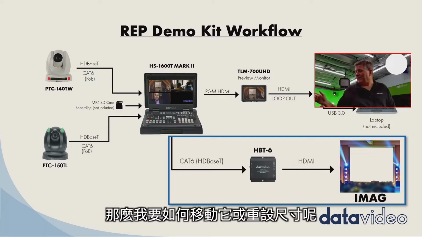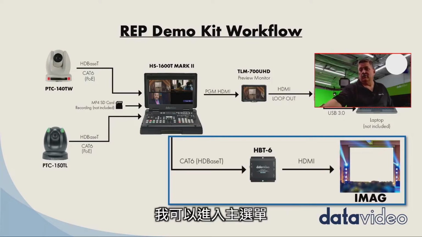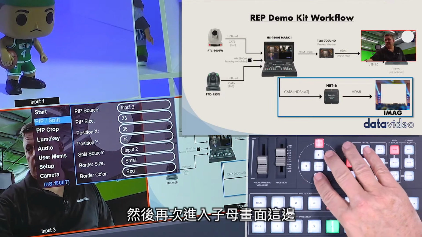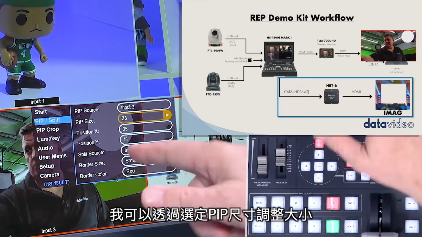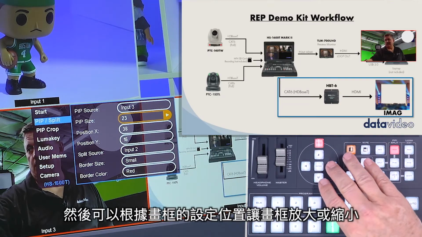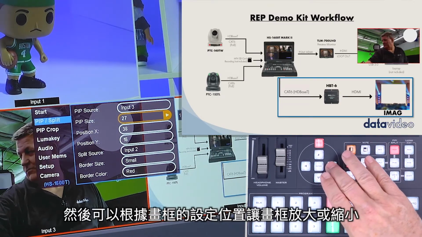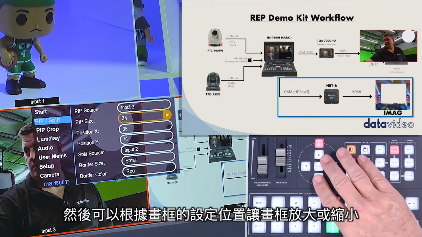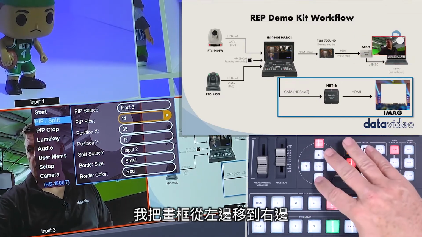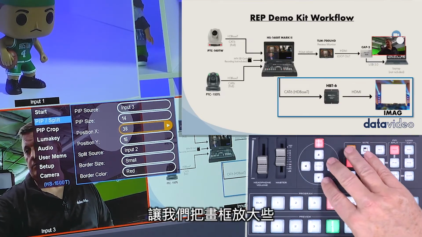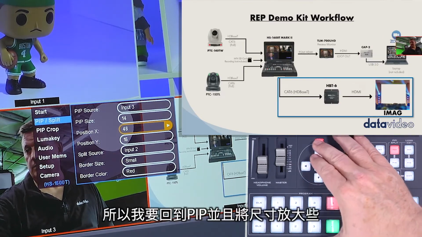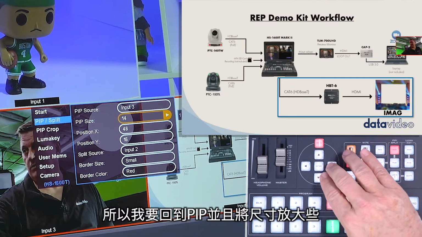So how do I move that picture-in-picture or size it? I can go into the menu here, and again, I can go into the picture-in-picture here, and I can actually size by selecting PIP size, and then I can make it bigger or smaller depending on which direction I set this. I can move the position here by moving it from left to right. Let's make that a little bigger actually. So I'm going to go back up here and size it bigger.